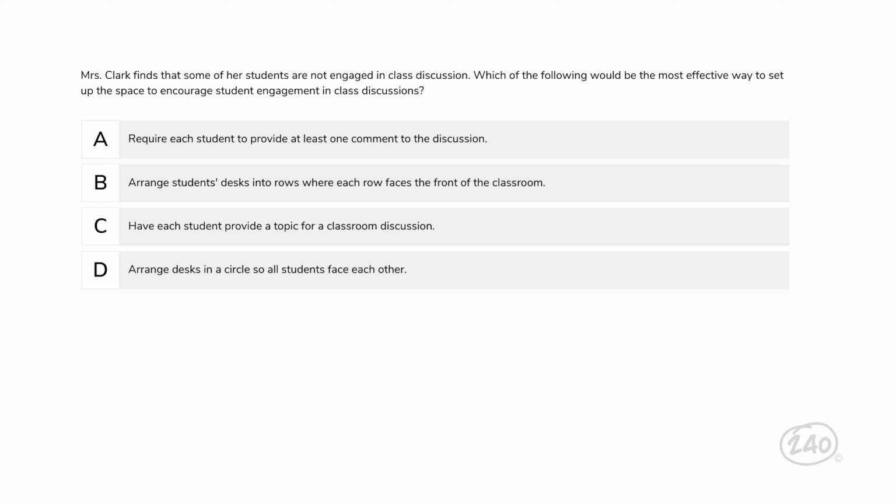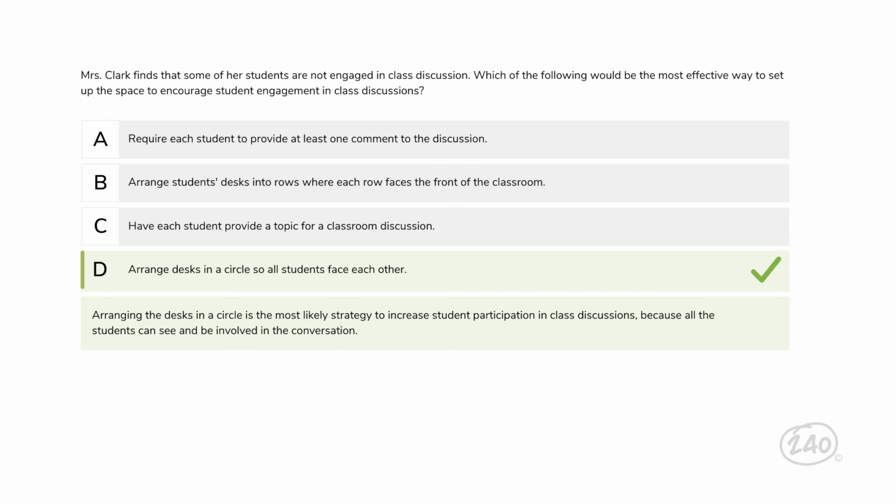Remember how we talked about organizing desks to fit different goals? Now think about Mrs. Clark's goal in the question. With that in mind, the correct answer to the question has to be D. Arranging the desks in a circle is the most likely strategy to increase student participation in class discussions because all students can see and be involved in the conversation. How about an effective communication question? What might that look like?